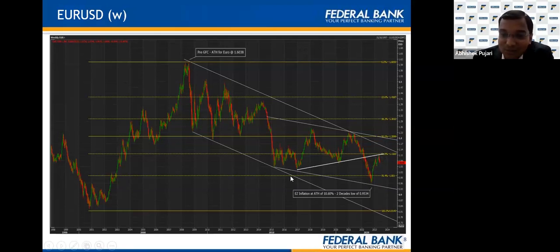Another thing to notice here is that it's getting resisted at this particular trend line, which was earlier acting as a support for almost 3 to 4 years. Once this trend line was broken in the last calendar year, it made this low, and now that particular level is getting resisted. So the levels for the euro over the next few months will be around 1.0450 to 1.11.